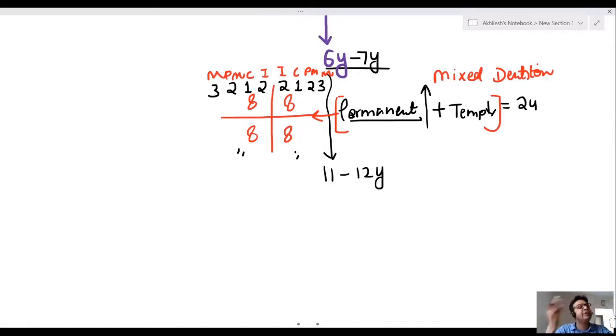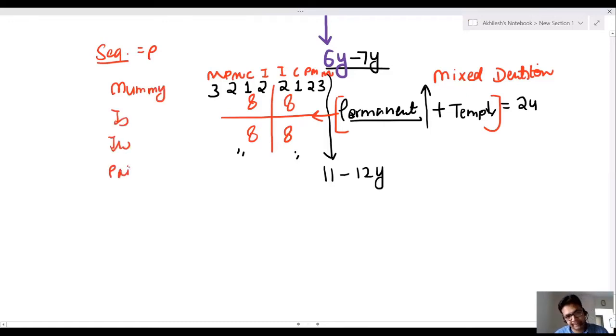2102 sequence is IMCM. 2123, what is the sequence of permanent teeth? It's very simple. Mummy is in pain. Papa can make medicine. What is this?